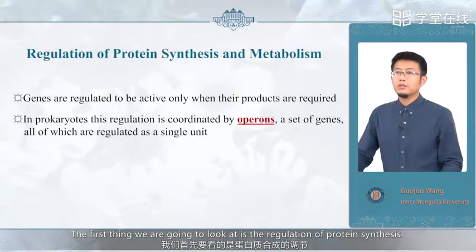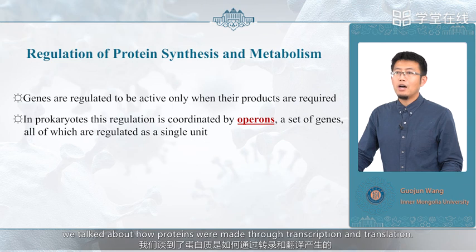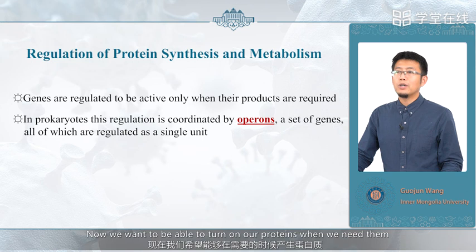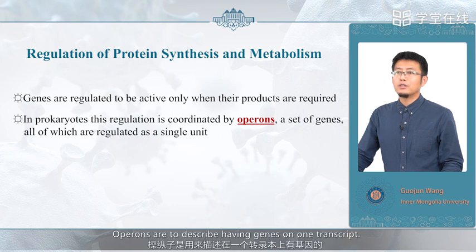The first thing we are going to look at is the regulation of protein synthesis. In the previous lectures, we talked about how proteins were made through transcription and translation. Now, we want to be able to turn on our proteins when we need them and shut them off when we do not need them. In prokaryotes, we can regulate these genes only when they are required, and this is coordinated by operons. Operons describe having genes on one transcript. So it is a set of genes.